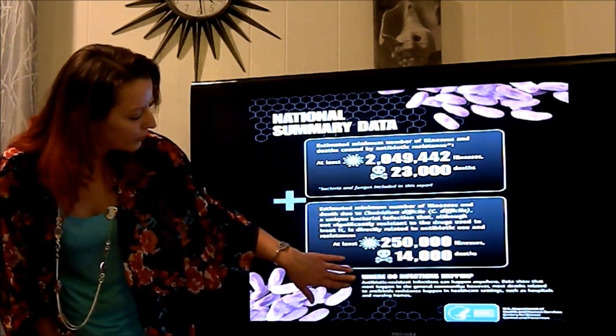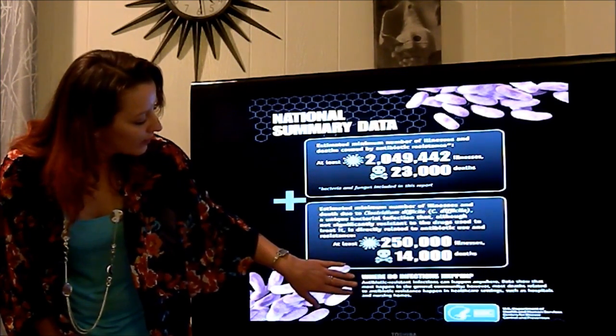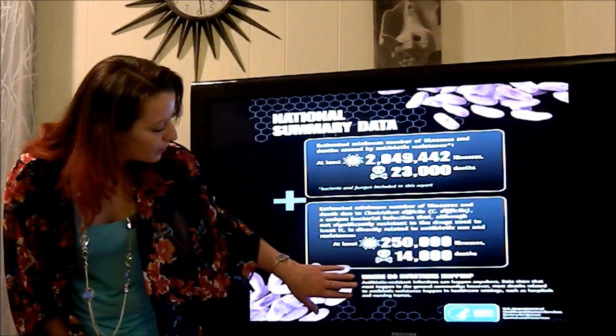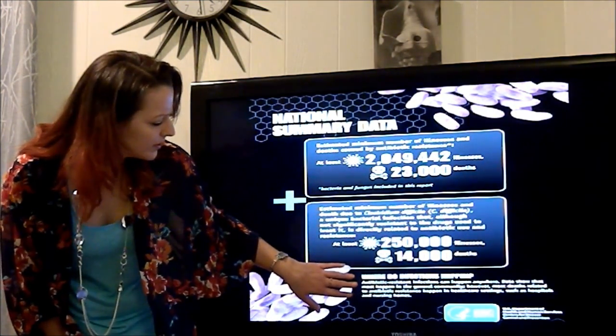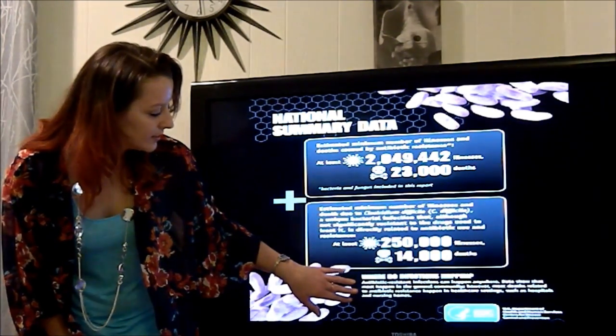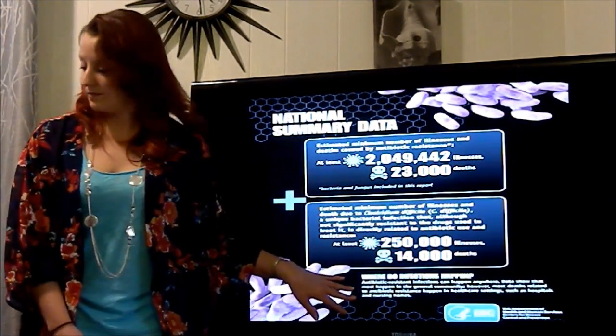And this says, where do infections happen? Antibiotic-resistant infections can happen anywhere. Data show that most happen in the general community. However, most deaths related to antibiotic resistance happen in healthcare settings such as hospitals and nursing homes.